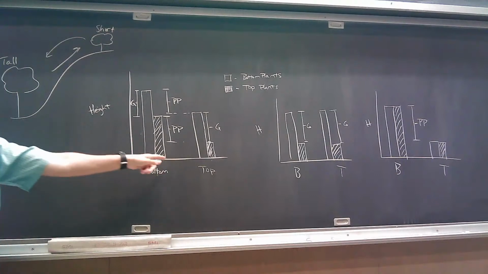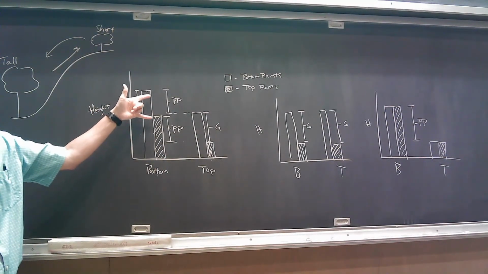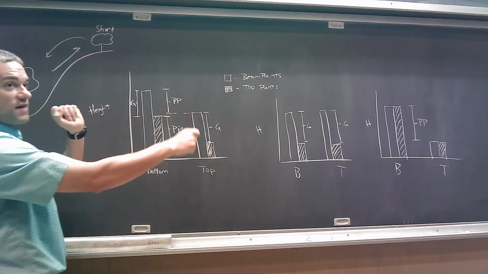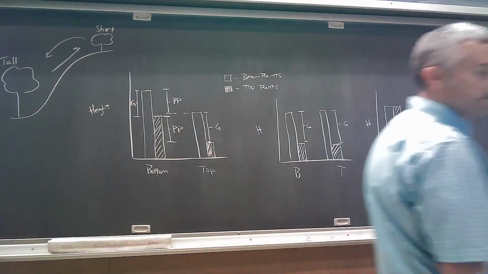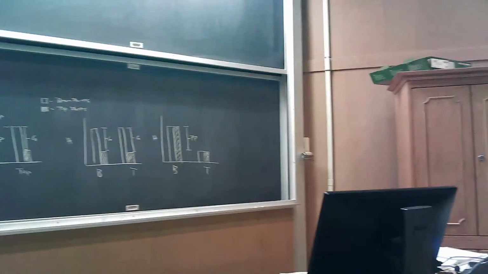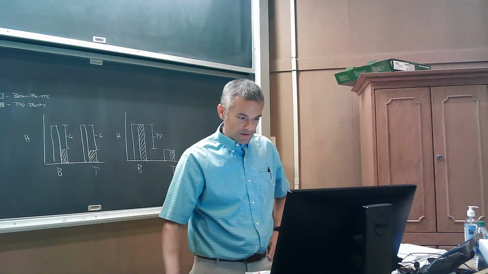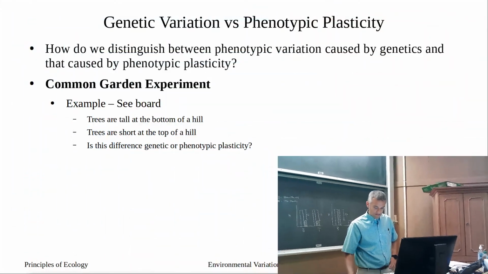In this one, we've got both our genetic contributions. Tall plants still remain taller than the short plants, and we had phenotypic plasticity. When we switched the environment, it caused a change in our phenotypes. All right. That's our common garden experiments. In this case, a reciprocal transfer study.